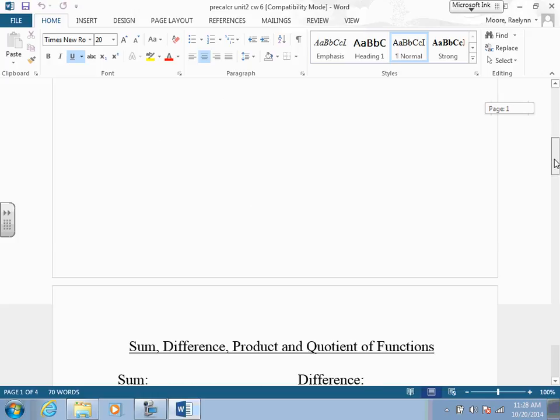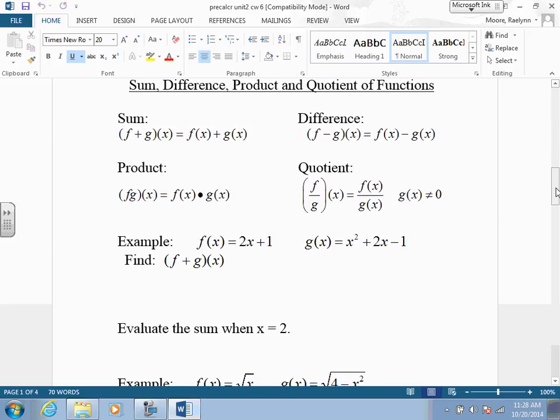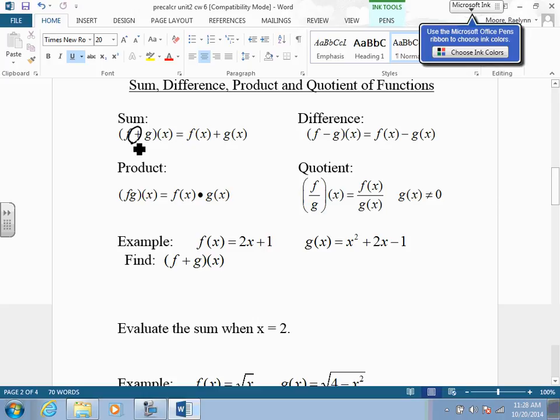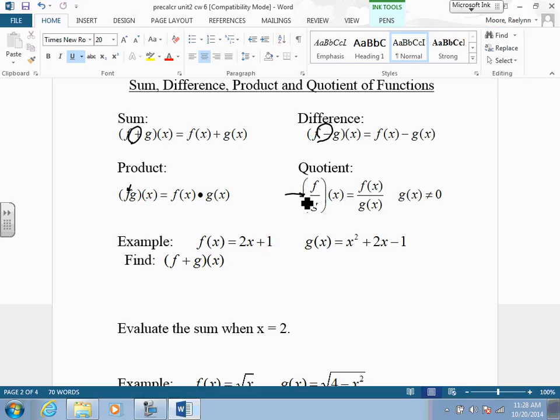So we're going to start real basic. You have 4 operations that we're going to do. We're going to sum them. So it's kind of written almost like your compositions, but they have your operation in it instead. Here's your minus, and the multiply, and then a divide. So you're going to just add your 2 functions. You're going to subtract your 2 functions. You're going to divide your 2 functions. You're going to multiply your 2 functions. The subtract, be careful. The subtract, you're going to have to distribute the negative.